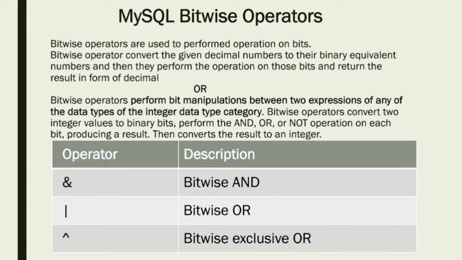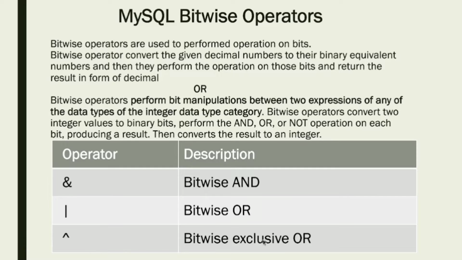Let's see what's next. Bitwise operator. So this is important. Bitwise operators are used to perform operations on bits. Bitwise operators convert the given decimal numbers to their binary equivalent numbers and then perform the operation on those bits and return the result in the form of decimal. I will tell you with an example so that it will be clear to you. So these are the operators: AND, OR, and bitwise exclusive OR. So just note it down.